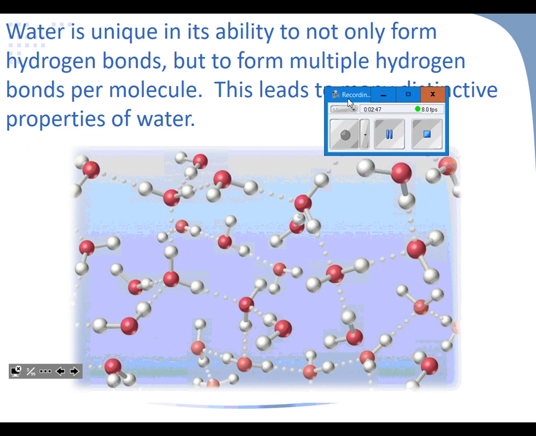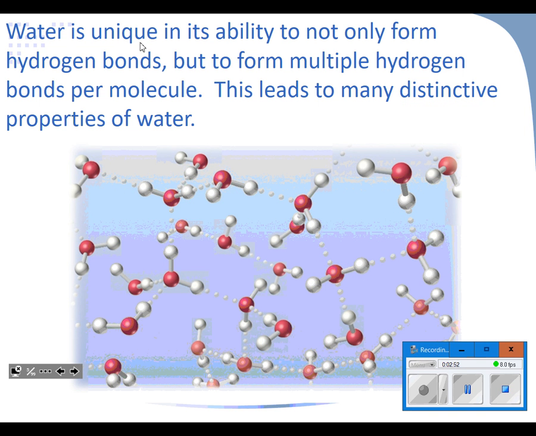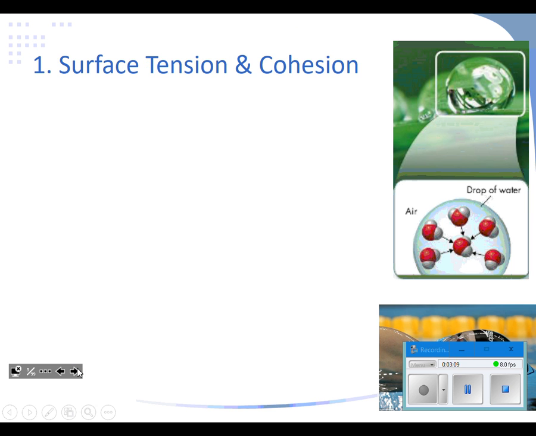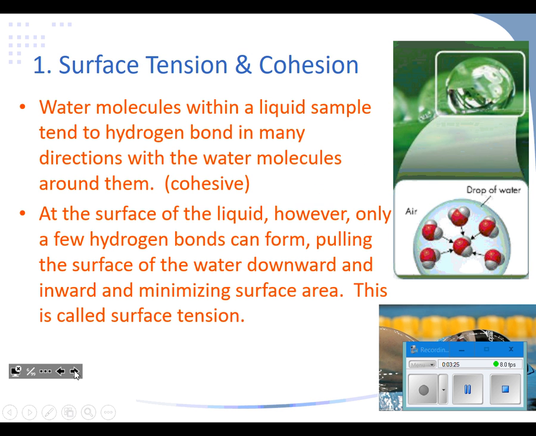So water is unique in its ability not only to form hydrogen bonds, but to form multiple hydrogen bonds per molecule. This leads to many distinctive properties of water because those slightly positive hydrogens are attracted to the slightly negative oxygens of the other molecules. So the first thing that it creates is surface tension and cohesion. Now, water molecules within a liquid will tend to hydrogen bond in several directions with the other water molecules around it. This makes it cohesive, so it's attracted to itself.